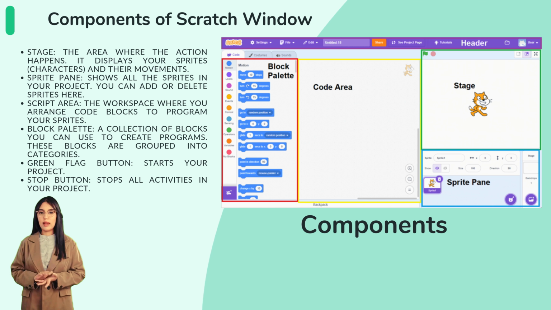Components of Scratch window. Stage: the area where the action happens. It displays your sprites, characters, and their movements. Sprite pane shows all the sprites in your project. You can add or delete sprites here. Script area: the workspace where you arrange code blocks to program your sprites.